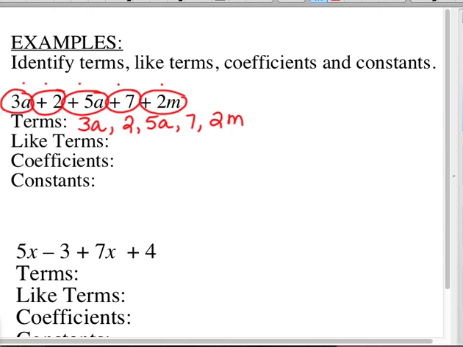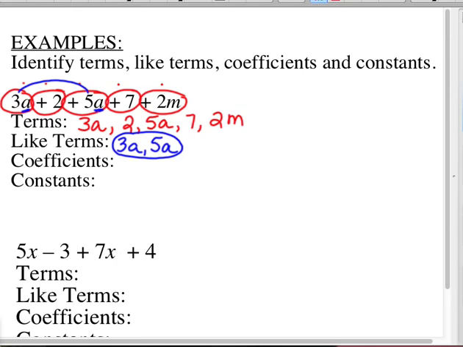Okay, so we're looking for the guys that have the exact same variable or no variable. All right, I'm going to do my like terms in blue. I see a 3a and I see a 5a. These guys are like terms because they both have the a. So 3a goes with 5a. Look what I'm going to do. I'm going to put a little bubble around them so that I know that they belong together.